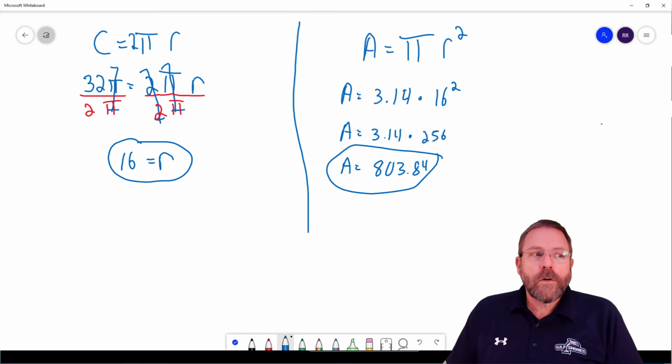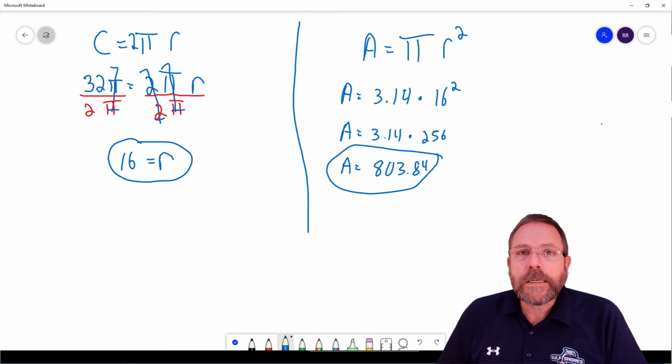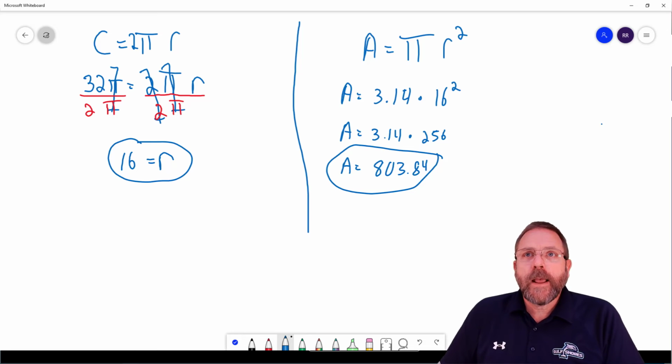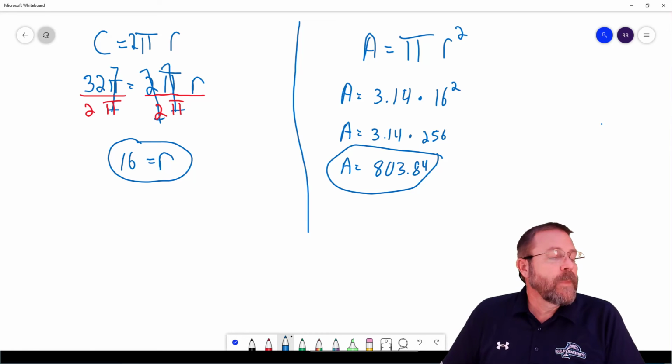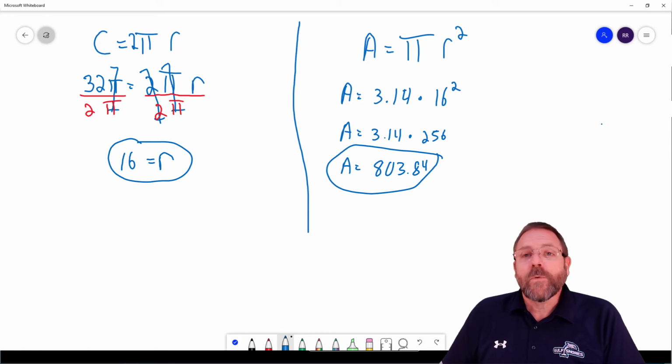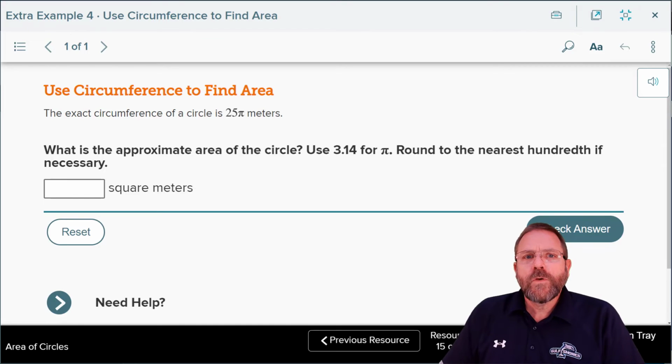Not real hard, does require some work, and it does require you to think about how things are working in this problem. The nice part on this one was when we could just divide out pi without ever converting it into a 3.14. Now it's going to be your turn to work a problem, and you're going to work this one just like the one I just worked. Go ahead and work on that now, please.